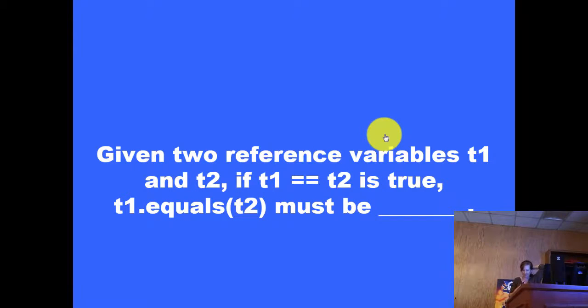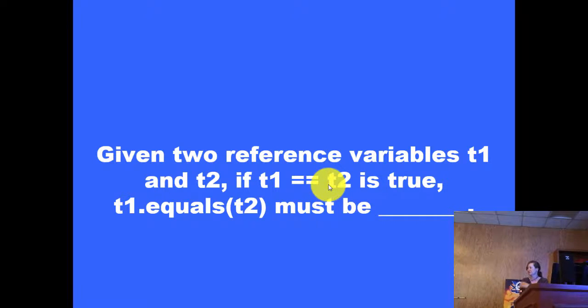Okay, given two reference variables T1 and T2, if T1 == T2 is true, T1.equals(T2) must be... Yes, good. Remember that this is checking references, so if they're pointing to the same place in memory, then yes, they are the same object. So if you said equals, then they will be equal.